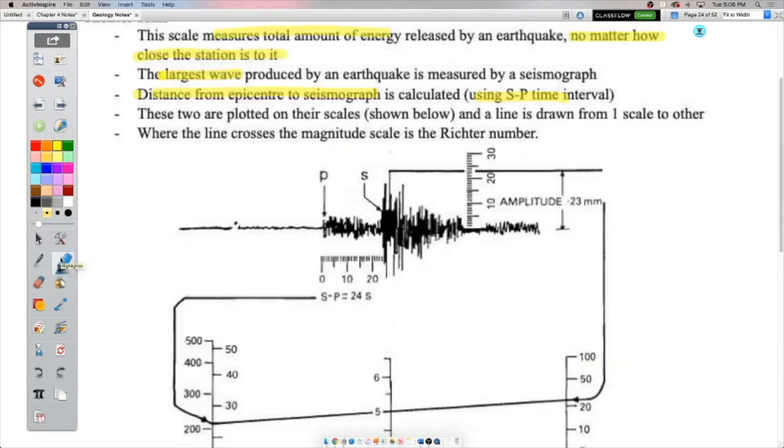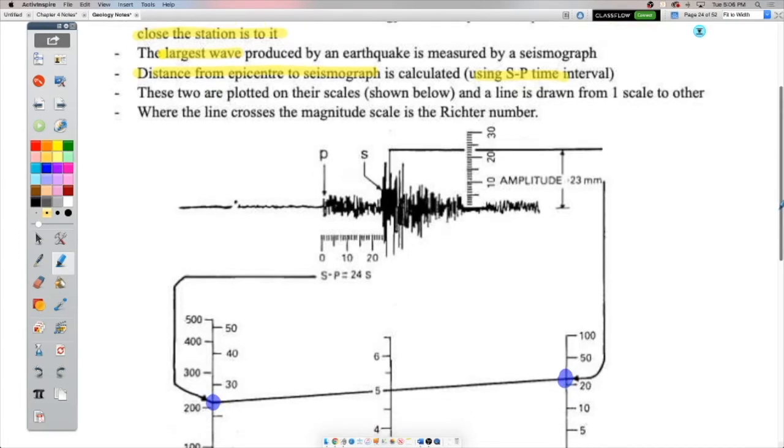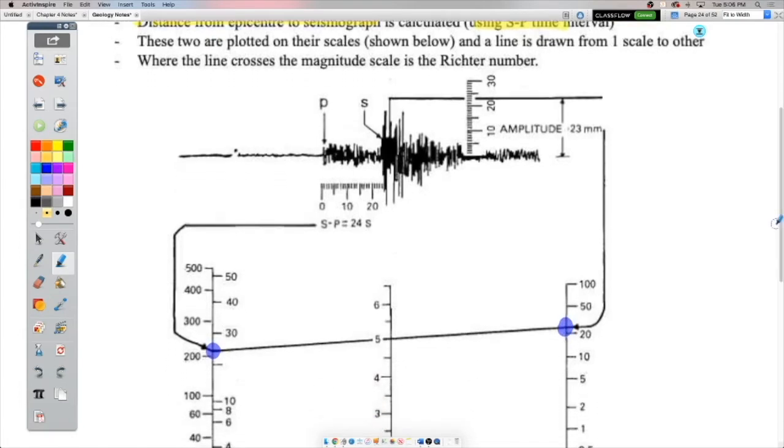Based on where we are, we put a dot at what we measured our S-P time to be, and then we put a dot at where we measured our largest wave to be. You can see they've used the data here. Their S-P time was 24 seconds. That's the gap between the P waves arriving and the bigger S waves arriving. So they measured that to be 24 seconds, and they put a dot here on the 24 seconds.